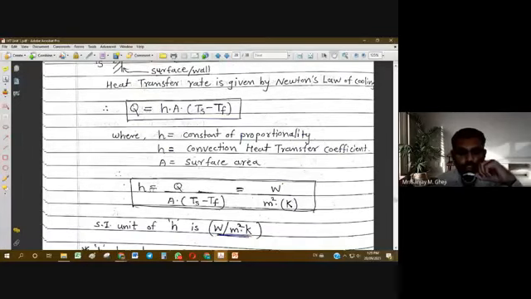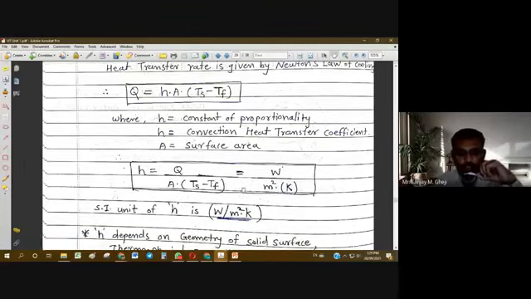When we put all the things in SI units, we obtain H equal to Q upon A into Ts minus Tf, that is delta T. So Q is in watt, area in meter square, and temperature difference is in Kelvin or degree Celsius. So the SI unit of H is watt per meter square Kelvin or watt per meter square degree Celsius. So H and K are quite similar to each other, but they are very different. H is always applicable for fluids, that is for convection, and K is applicable for all solids, liquids, and gases. K represents the conductivity or conduction.